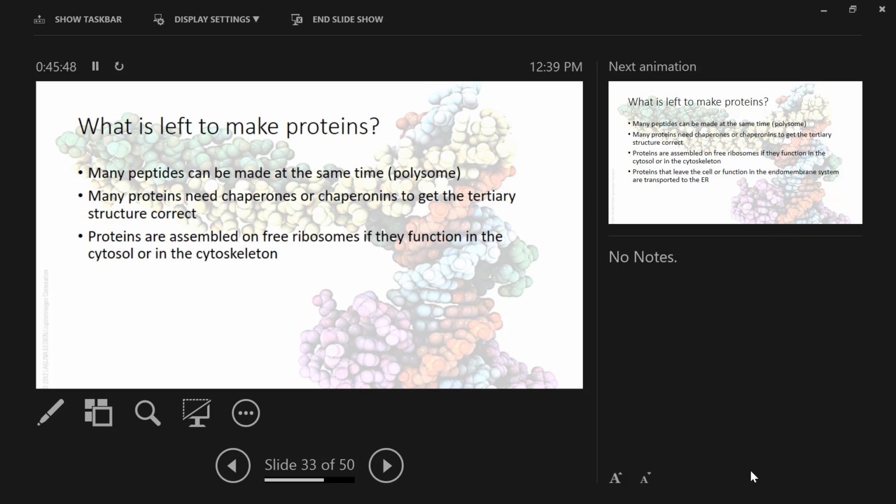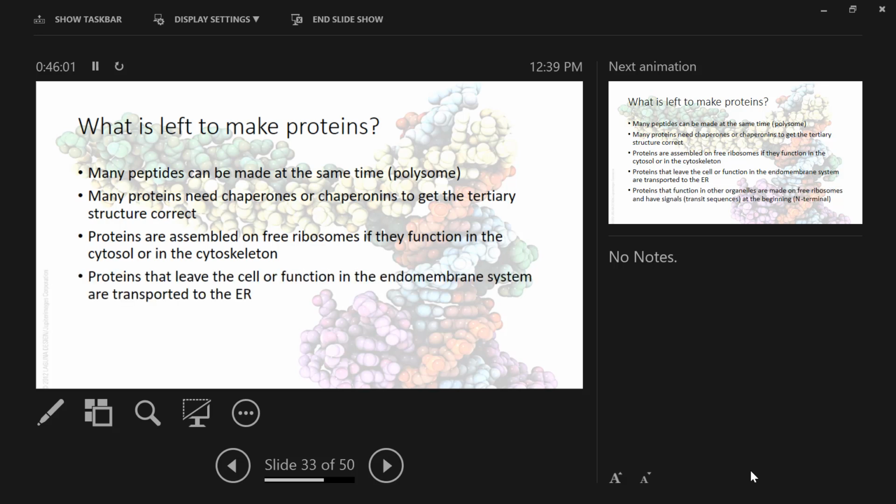But yeah, any proteins that function in the cytosol or on the cytoskeleton are assembled on free ribosomes that, functionally, are floating in the cytosol, separate. But proteins that leave the cell or function anywhere in the endomembrane system are translated on ribosomes physically attached to the rough endoplasmic reticulum. And that's what makes it rough, that it's covered with ribosomes. And the reason it's covered with ribosomes is because those ribosomes are translating protein and at the same time shoving those proteins into the endoplasmic reticulum.